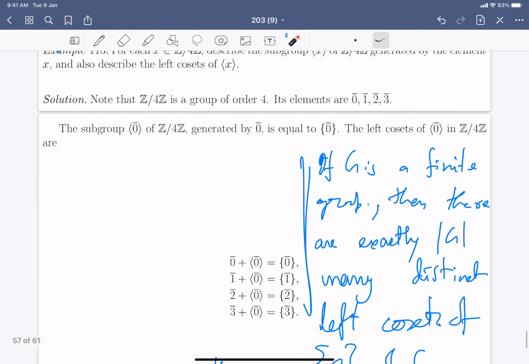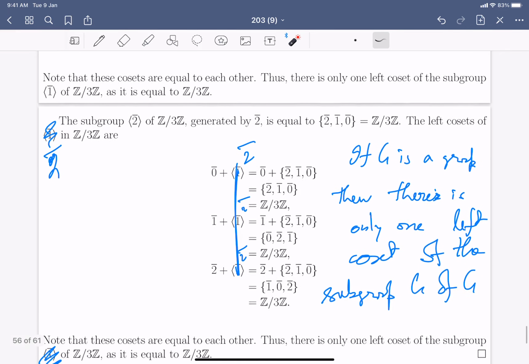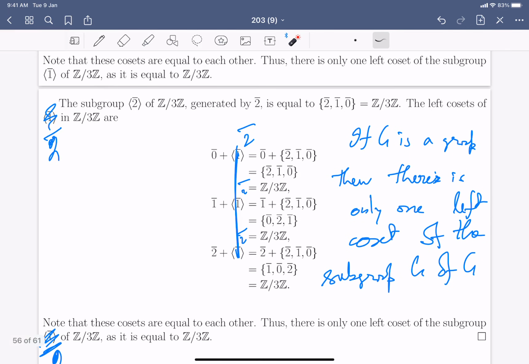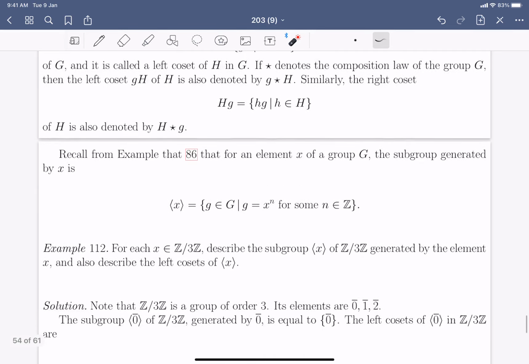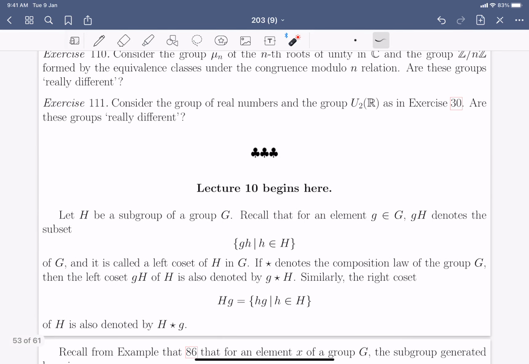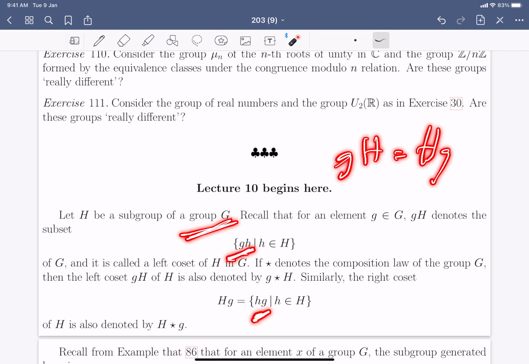This happens due to which observation? I think this one. Let me just read. So if you look at the subgroup G of G, then there is exactly one left coset. And a few more comments: you know that gH is the same as Hg when the group G is abelian, right? So you also know that gH is the same as Hg.